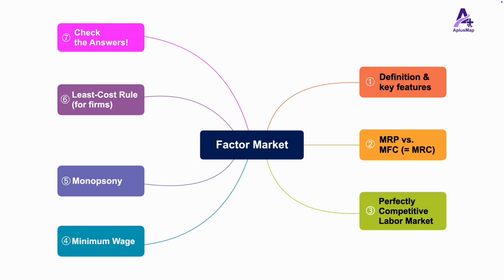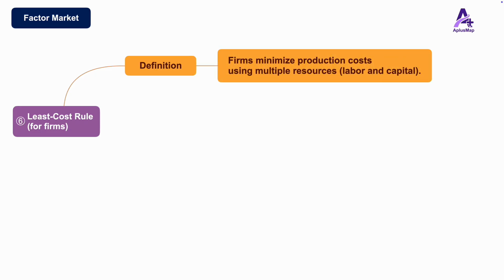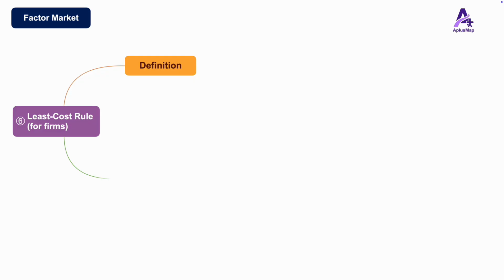Okay, one last concept, briefly. The least cost rule. This is about firms choosing between different resources, right? Like labor versus machines. Exactly. It's about cost minimization when using multiple inputs. Let's say a firm uses both labor, L, and capital, K. How does it decide the optimal mix to produce a certain amount of output at the lowest possible cost?